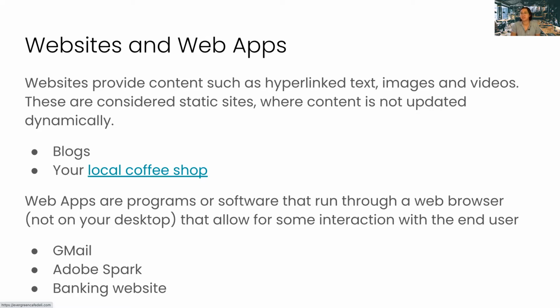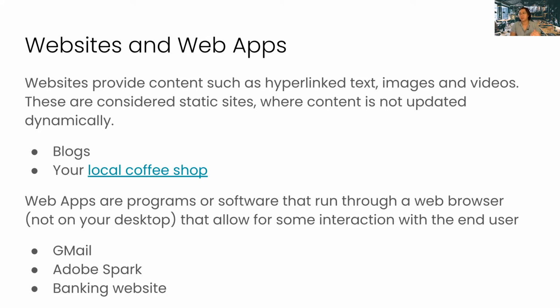Web apps or web applications are programs or software that run in a browser, not on your desktop. So you have to be connected to the web to access them. And they allow for some kind of interaction with the user. An example of a web app is Gmail. You can compose an email, send an email, you can check your email. As emails come through, it's updated dynamically. And so if I were to send you an email, you would receive it almost within a few moments if you have a good connection.